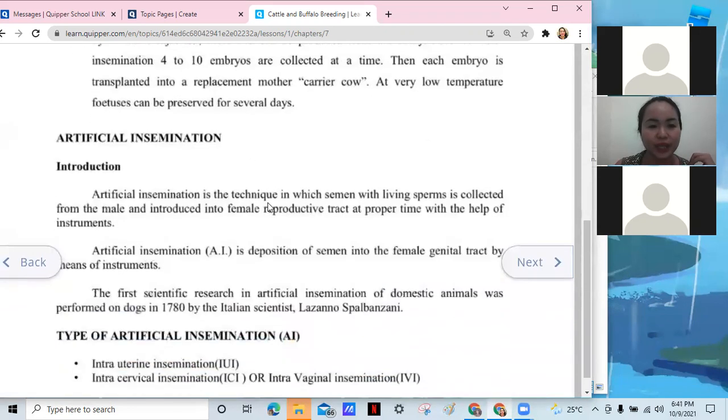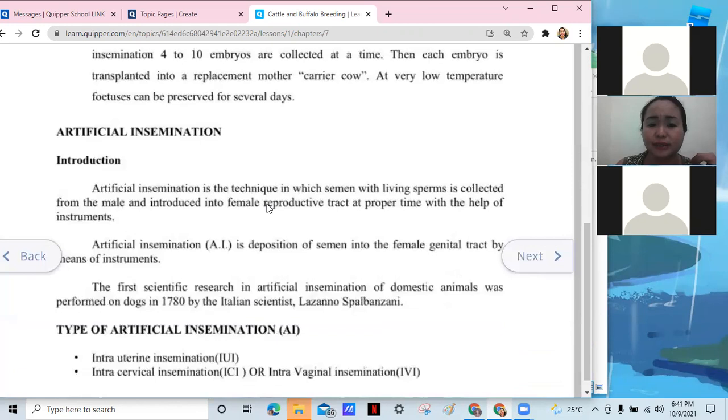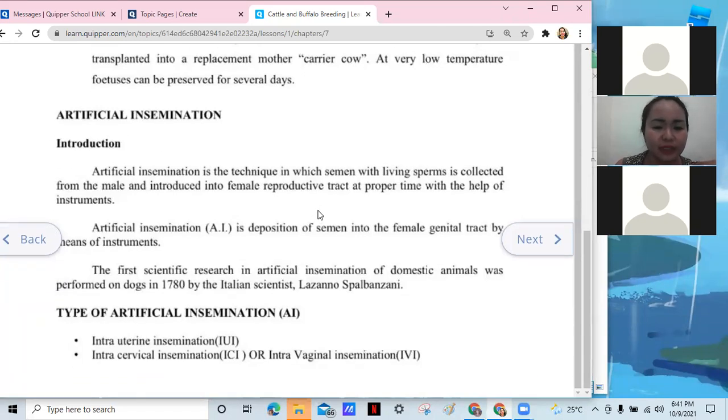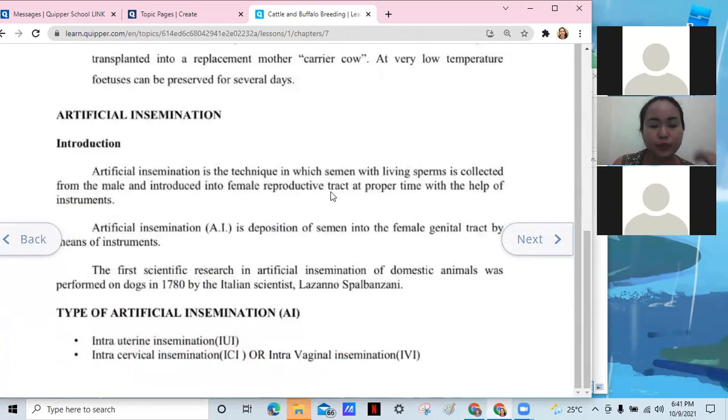We even have the so-called cryogenic preservation, wherein we use liquid nitrogen for AI. They store semen, which can last forever if you use cryopreservation. I don't know if it's been mentioned here, but I will give you a video presentation later. So what do you do in artificial insemination?